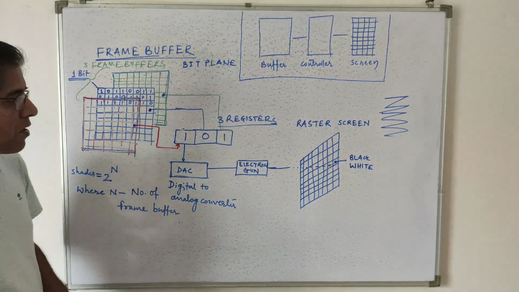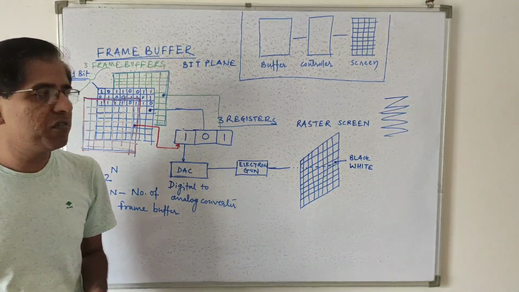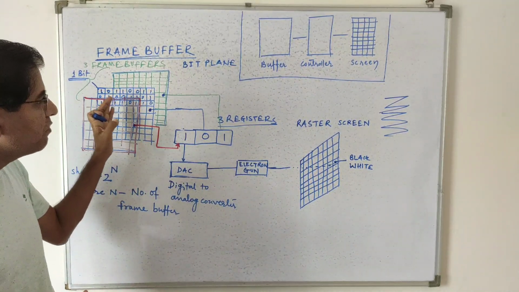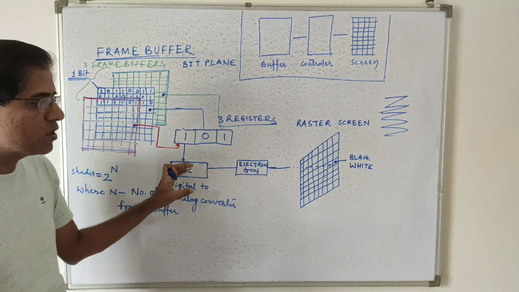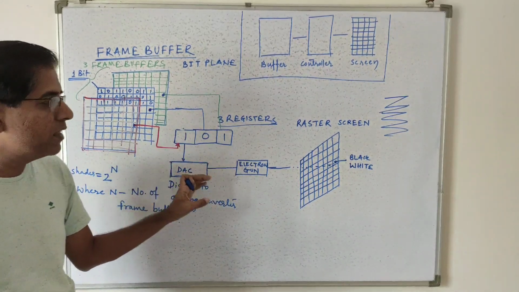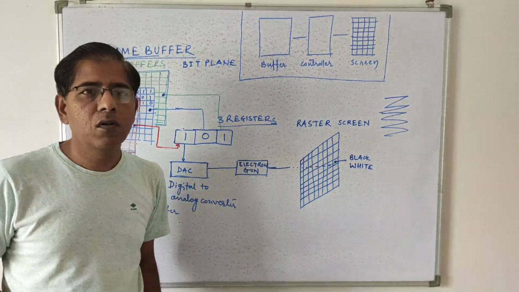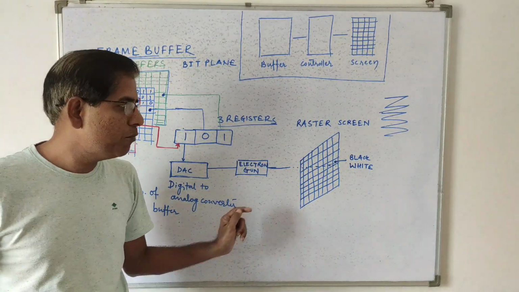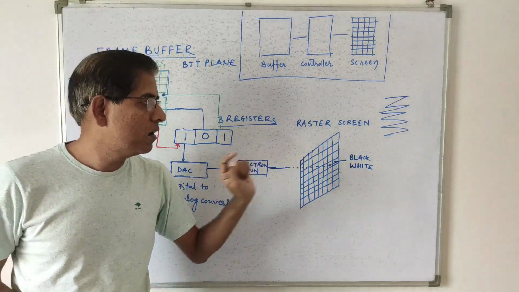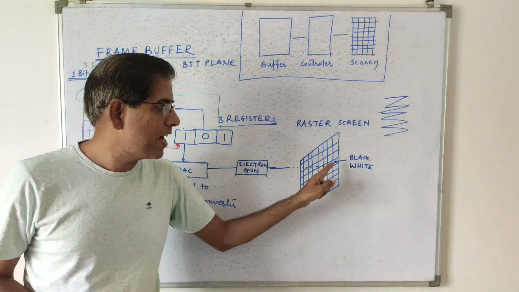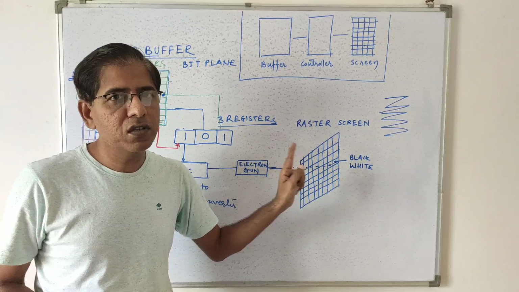Okay. So I hope you understand the working of this frame buffer, how the information is stored in the frame buffer, and how it is converted into the corresponding analog voltage. Then that analog voltage is used by the electron gun to fire an electron beam, and as per the intensity of the electron beam, that much intensity of bright spot appears on a screen.